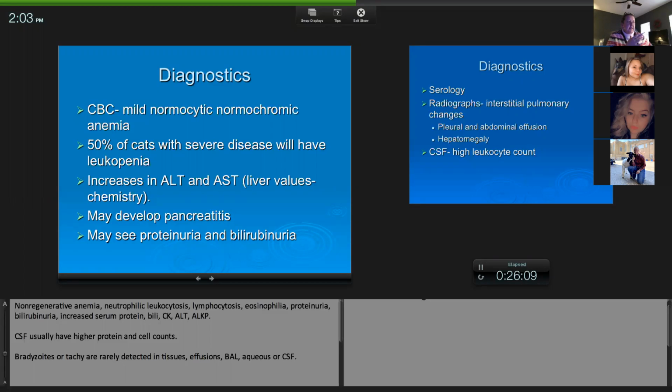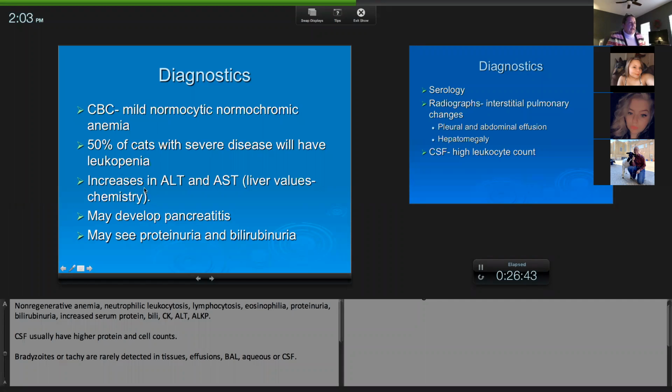In this case the anemia is mild, so that's not what we're really looking for, though you would see anemia in the face of normocytic, normochromic. But some cats, if they have a severe burden, will be leukopenic, meaning they have an overall low white blood cell count, because if they are immunosuppressed, it affects their ability to make these white blood cells.